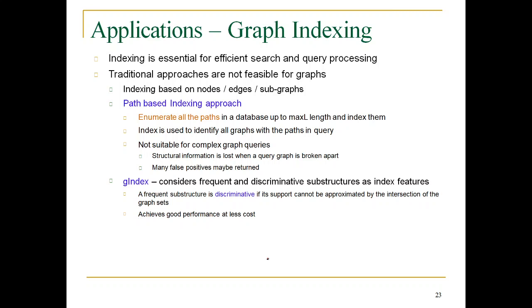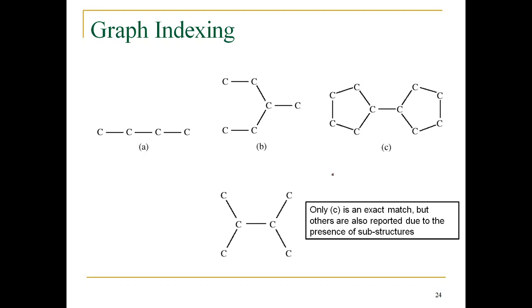Next, coming to the applications. In the applications, we have graph indexing. Indexing is essential for efficient search and query processing. So here we are using the path-based indexing approach and the G-index. Path-based indexing finds the paths up to a maximum length and indexes them, so it identifies all the graphs in the path in the query. And the G-index considers the frequent and discriminative substructures as index features.